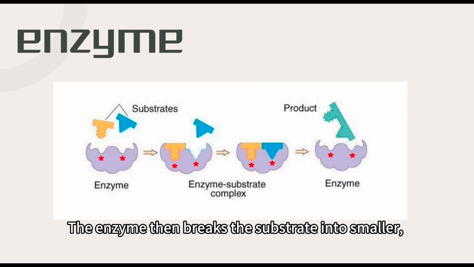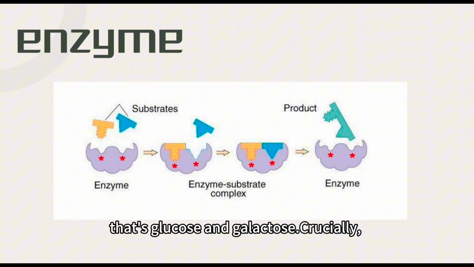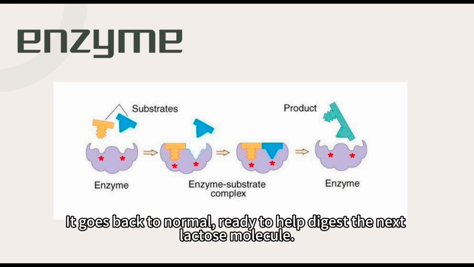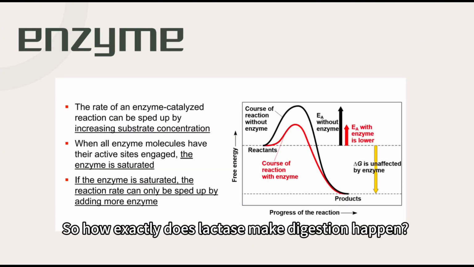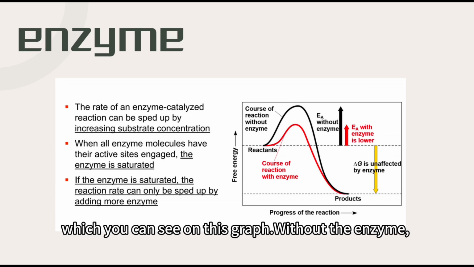The enzyme then breaks the substrate into smaller, usable pieces. For lactose, that's glucose and galactose. Crucially, the enzyme itself is not used up in the reaction. It goes back to normal, ready to help digest the next lactose molecule. So how exactly does lactase make digestion happen? The answer lies in activation energy, which you can see on this graph.